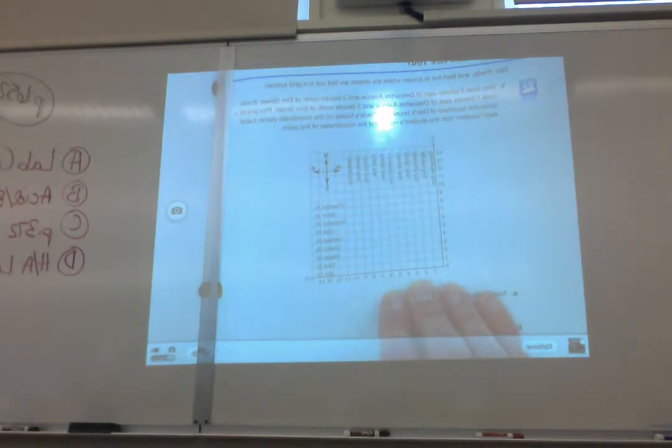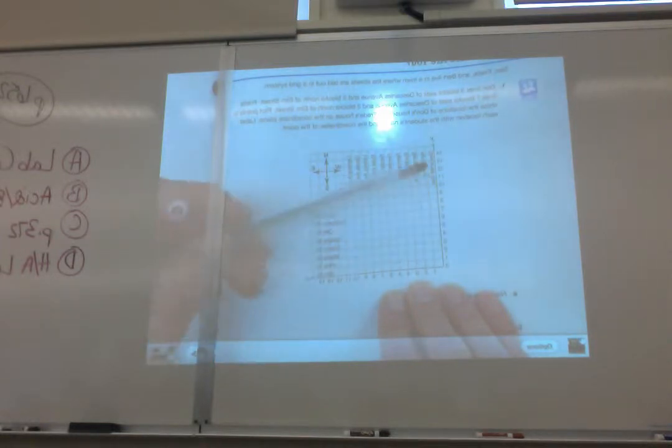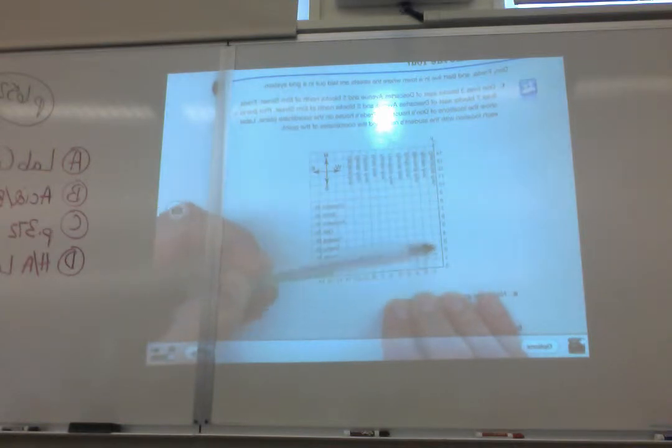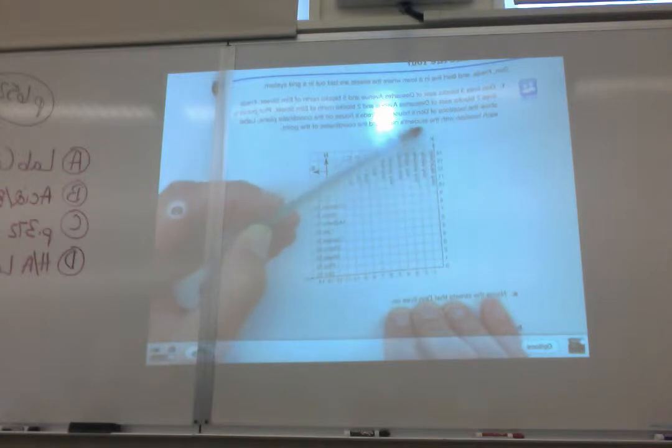Find on your graph Descartes Avenue. Rhodes, did you find it? Where's Descartes? Right there. Good. 14. That's pretty specific. Where's Descartes? Right next to 14 on the y-axis. It's on the y-axis. So they gave us a description based on Descartes. Maybe that's a main road in that town.